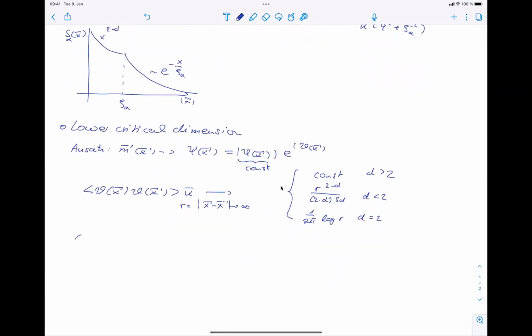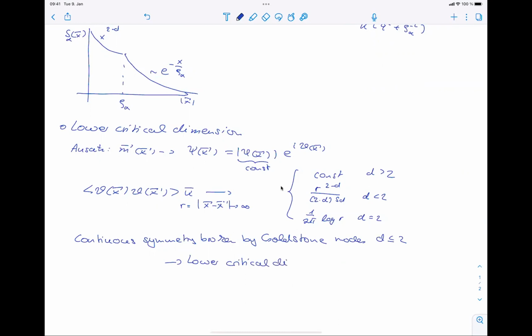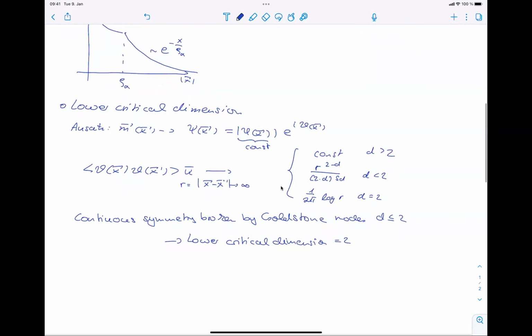So we find that if we have a continuous symmetry that can be broken, Goldstone modes, the lower critical dimension is 2. And if there's no continuous symmetry, but only discrete symmetry, then the lower critical dimension is 1.